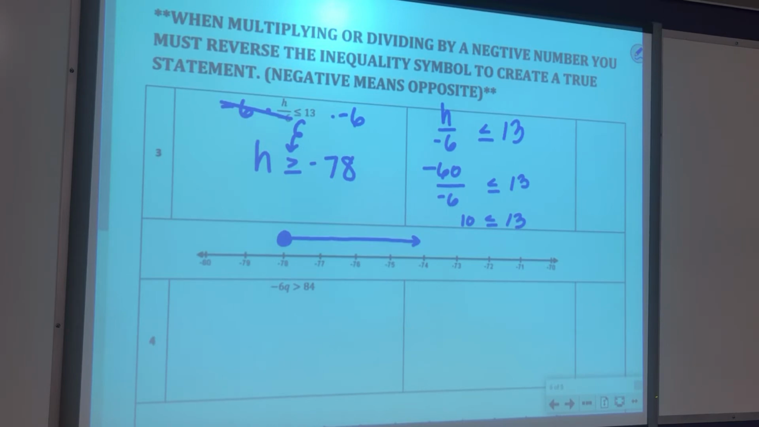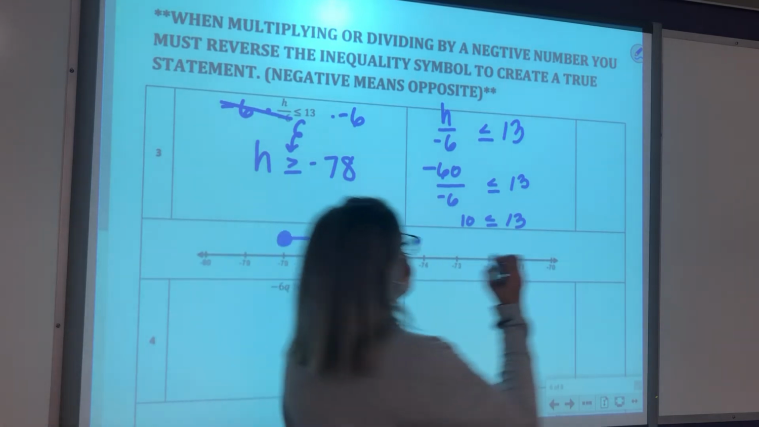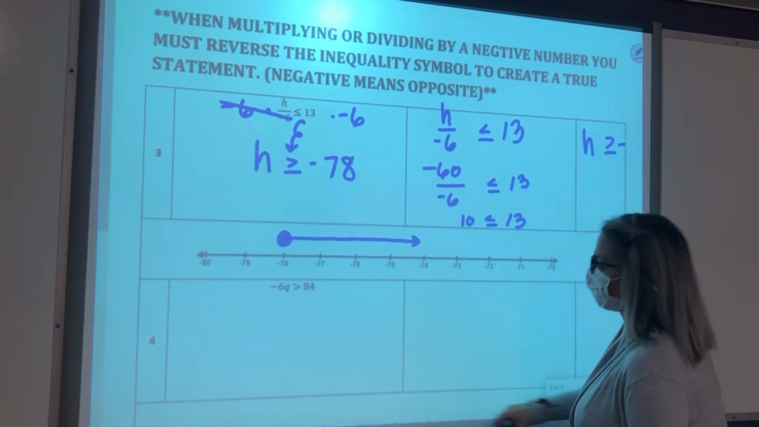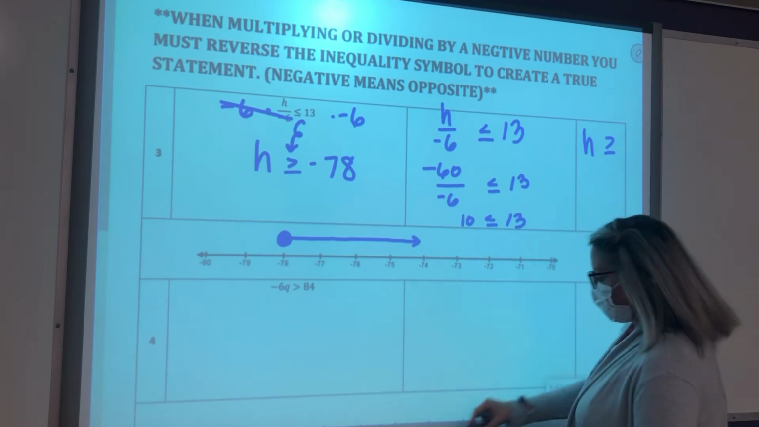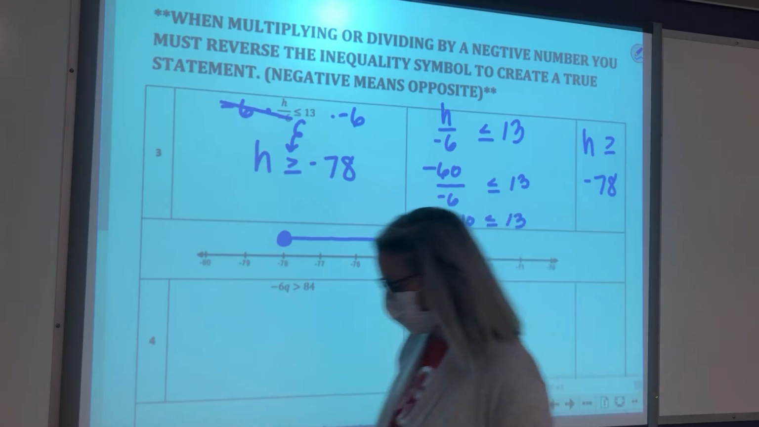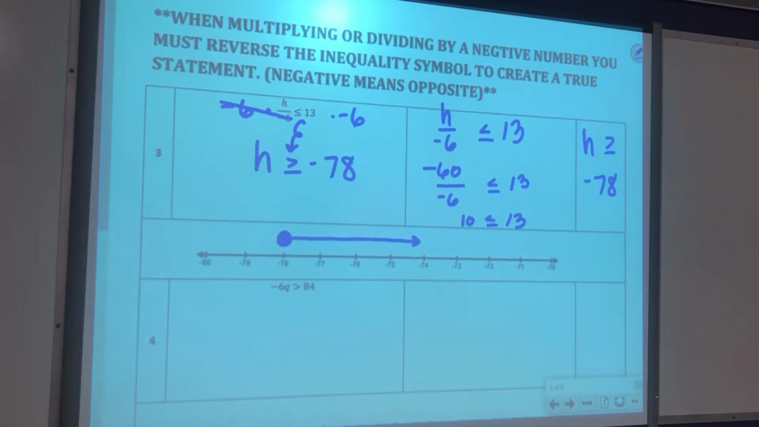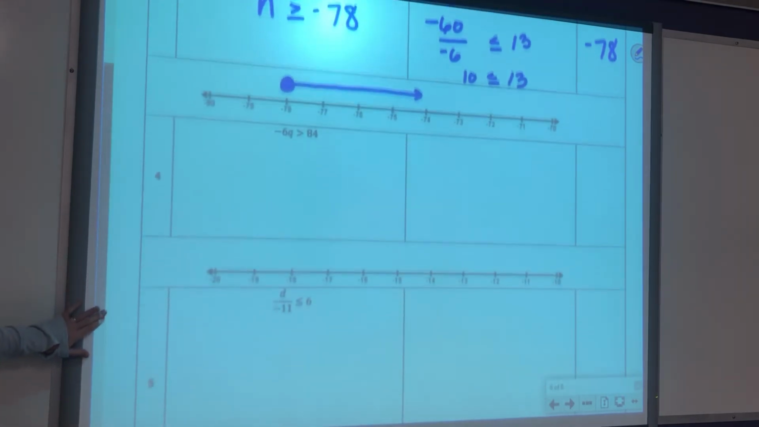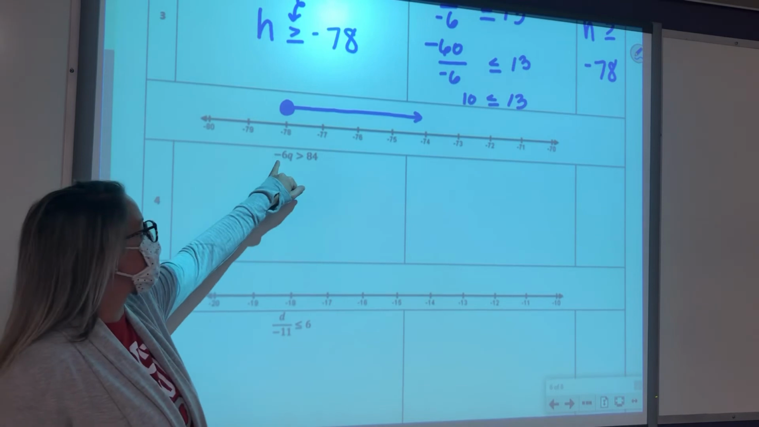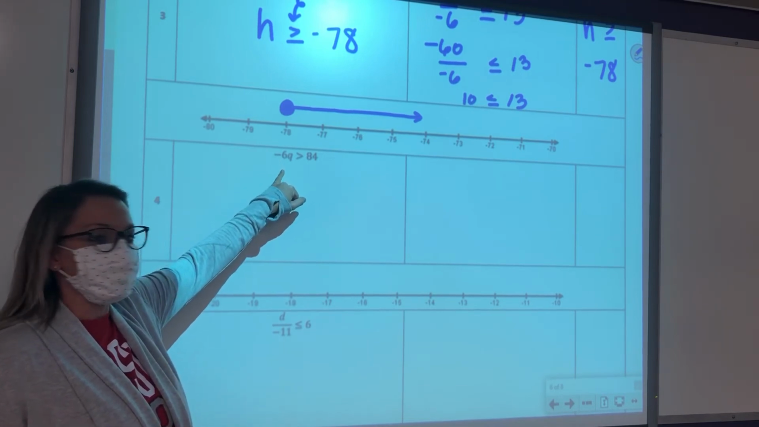True? Yes. True. So h is greater than or equal to negative 78. Right off the bat, am I going to have to reverse? Yes. Why? Because there's a negative. Very good. 6 is a negative. So that tells me right away I'm going to have to reverse.